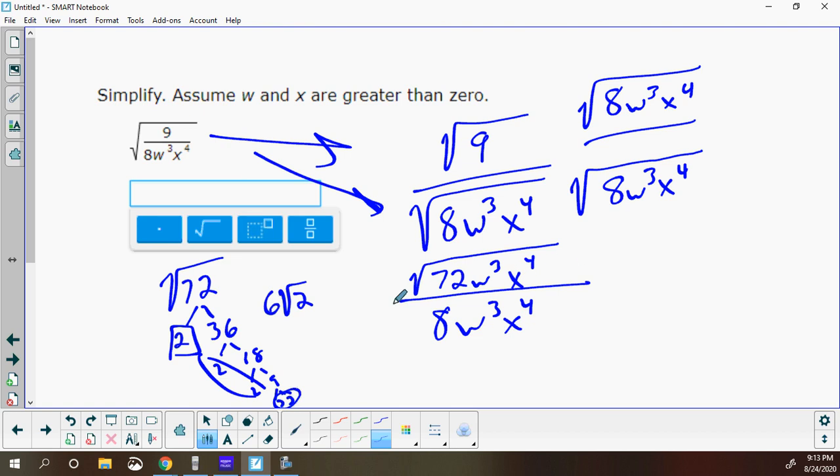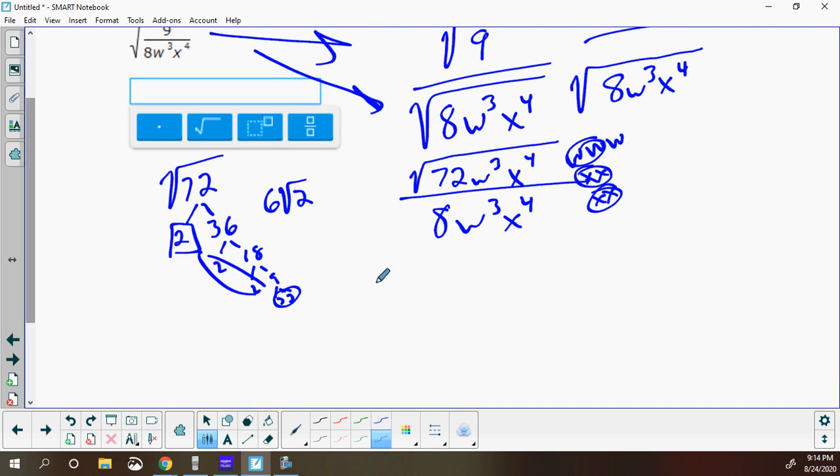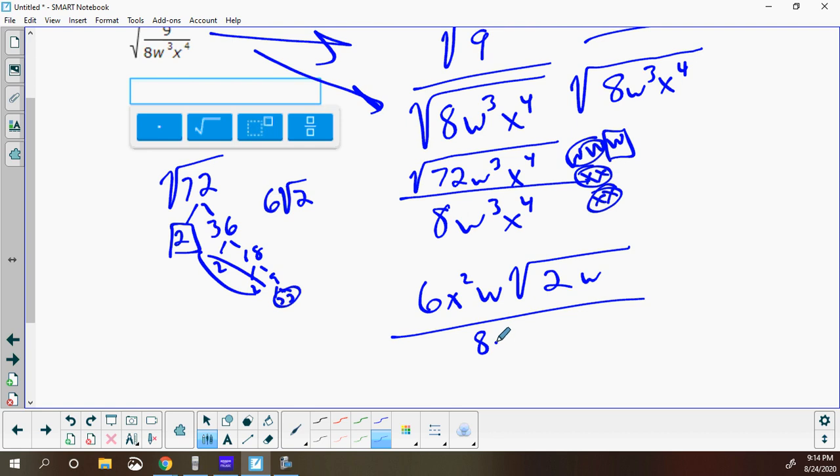Let's see, in w's, we got 1, 2, 3. x, x, x, x. So we have an x squared on the outside and a w. Let me move down a little bit. Got a lot of work going on with this one. So we have a 6, x squared, w, build your house, 2 on the inside, and a w on the inside. Bottom, we have 8, w to the cubed, x to the 4th.